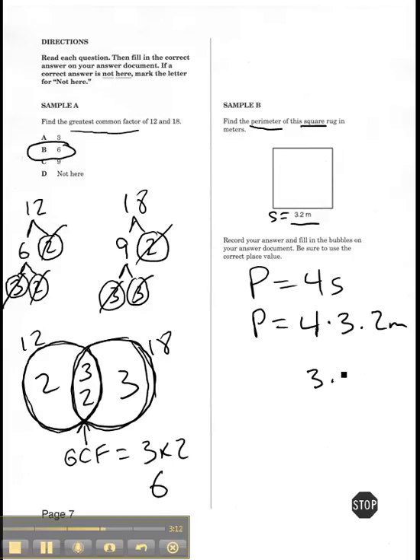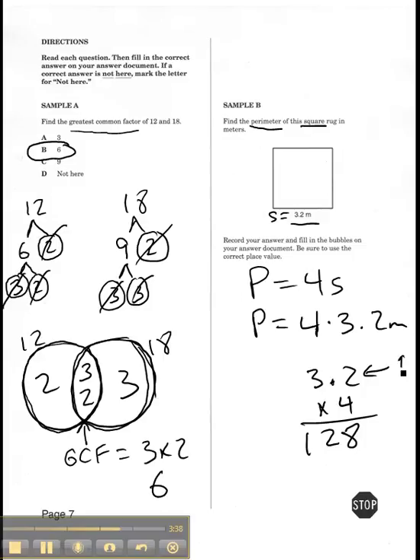So 3.2 times 4. Now we have a multiplying decimals problem, which is something we did do this year. 2 times 4 is 8. 3 times 4 is 12. Remember, when we're multiplying decimals, we just ignore the decimal at first, and then we figure out the number of decimal places in our answer by finding the sum of the number of decimal places in our factors.